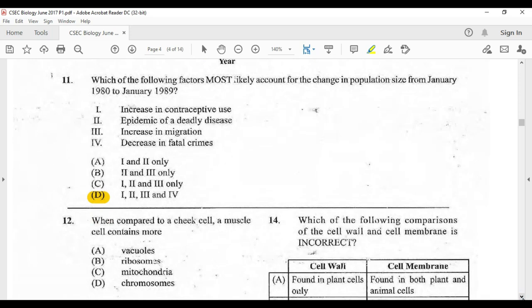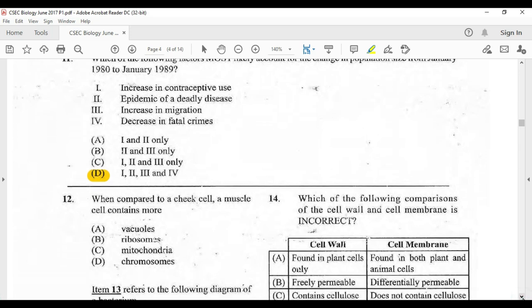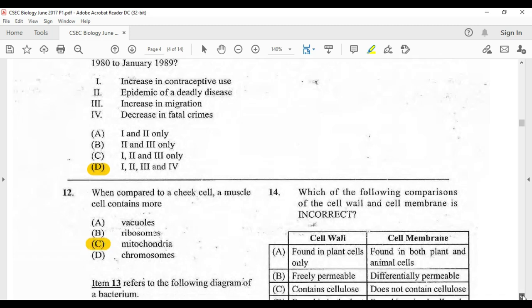Item 12. When compared to a cheek cell, a muscle cell contains more. Well, this is a textbook thing. It's going to be more mitochondria. The liver and muscle cell would contain a whole lot of mitochondria.